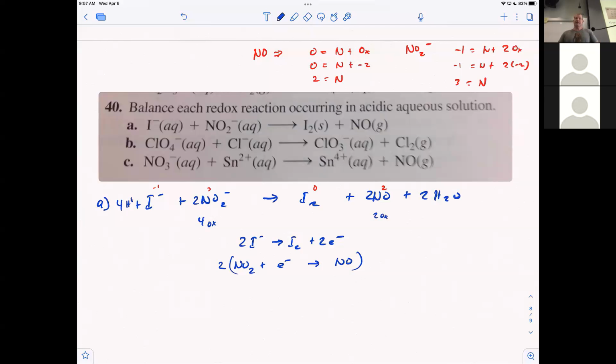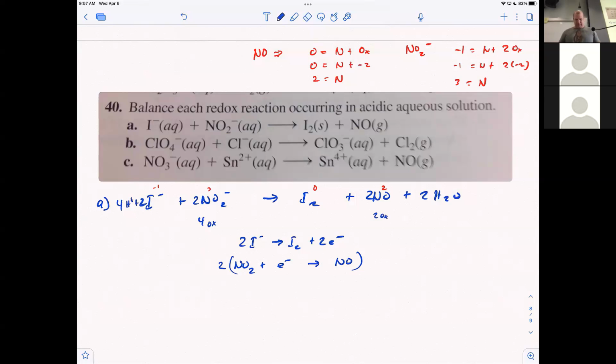So, recap for this one: iodide plus nitrite makes iodine plus nitrogen monoxide. So do the oxidation states: -1 for iodide. Oh, I forgot the 2. That's a 2 there. I did mess up.